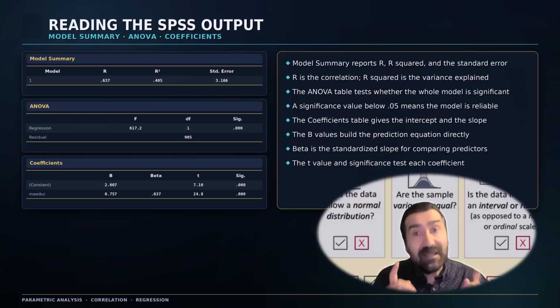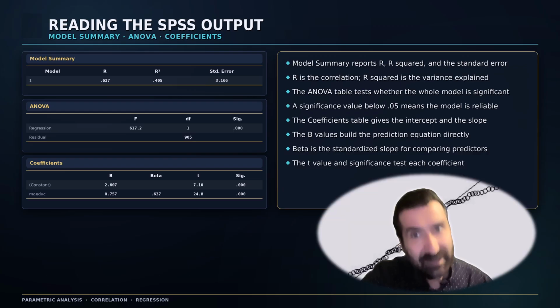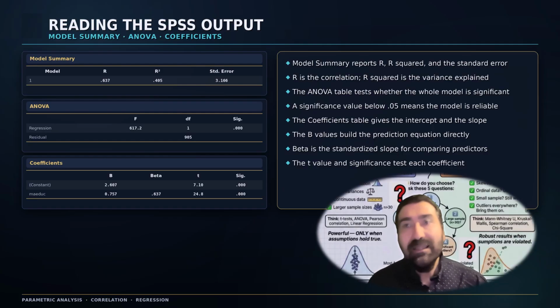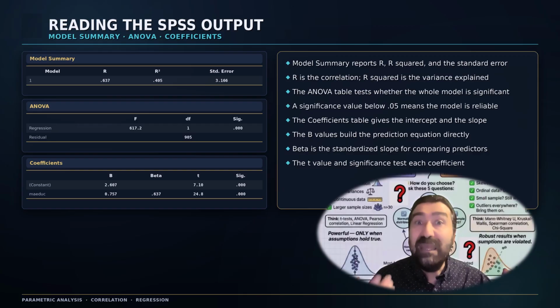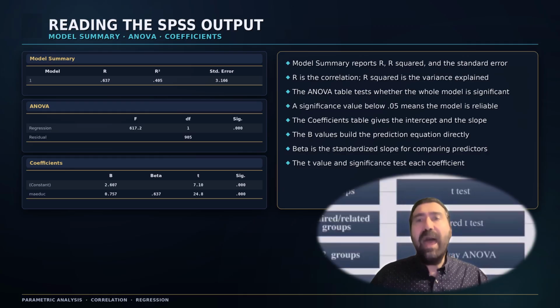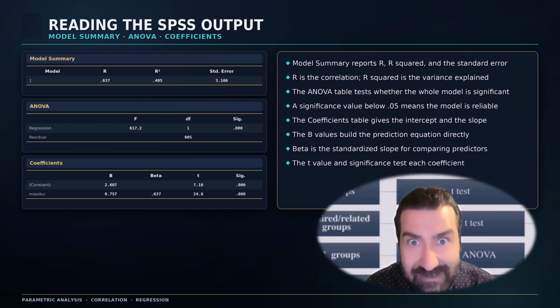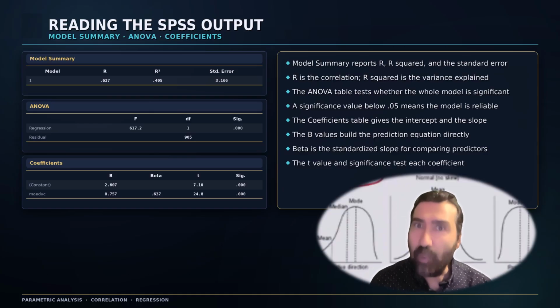And this one is the real heart of it. This is where you read the actual numbers for your equation. The constant gives you that intercept, your B0. The B value for your predictor gives you the slope, your B1. There is also a standardized version called beta, which lets you compare different predictors on a level playing field. And every single one of them comes with its own significance test. So you know exactly which pieces are actually pulling their weight.